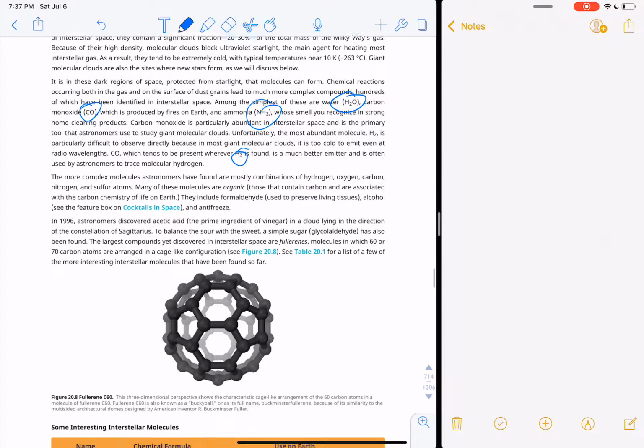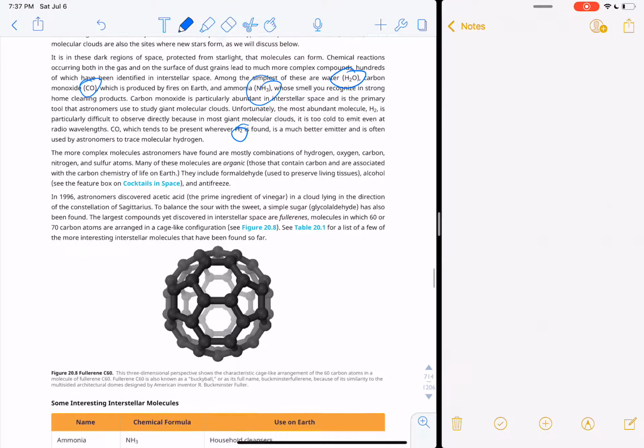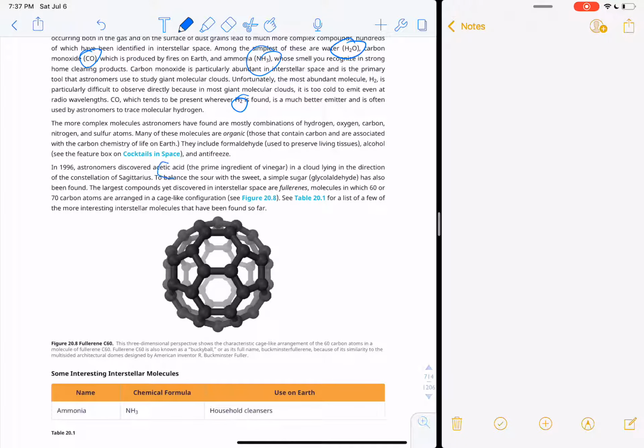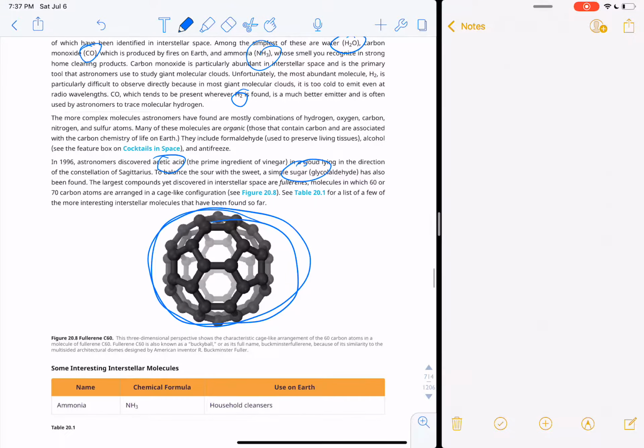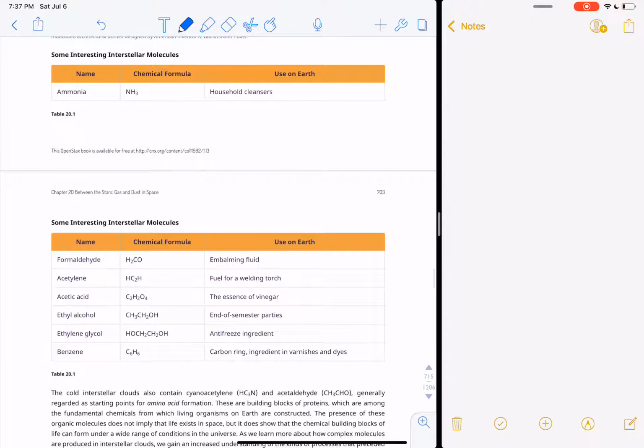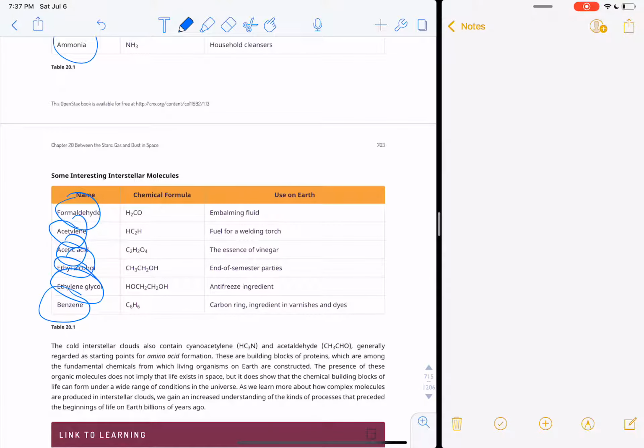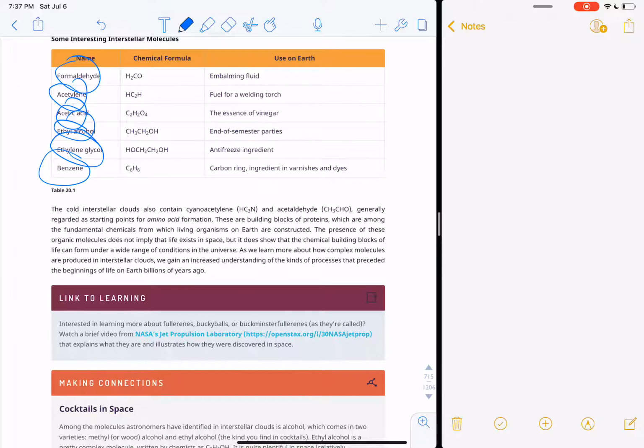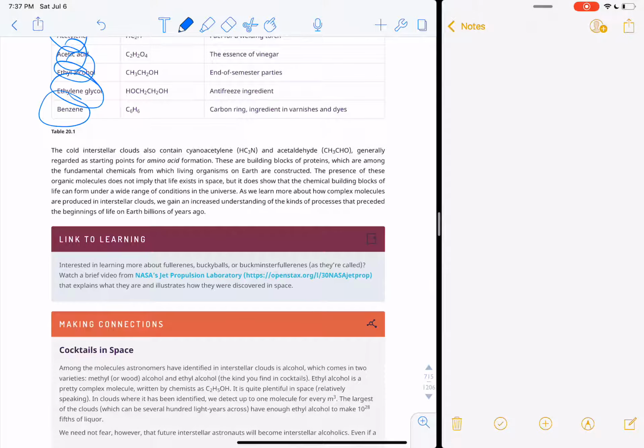H2, remember, is heavy hydrogen, deuterium. There's acetic acid. There's sugars. There's some more complicated things out there. All kinds of different stuff: formaldehyde, acetylene, acetic acid, ethyl alcohol, ethylene glycol, benzene, formaldehyde, ammonia. Okay, all these things are out there in space that we've been able to detect.